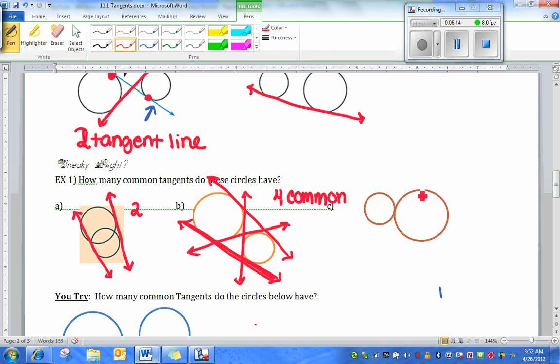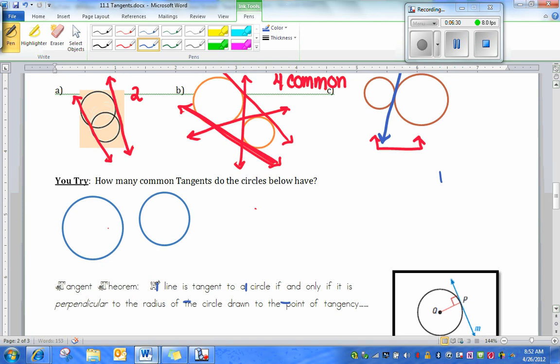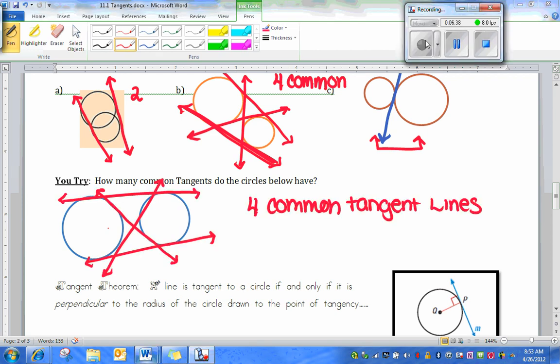This last one, these guys are circles that are tangent to each other, and they have one tangent line that goes through right here. So what I would like for you to do is try the you try question and see how many tangent lines you can find between these two blue circles. Pause it, draw it, and then when you press play again, I'll have the answers drawn for you. So these circles have four common tangent lines.